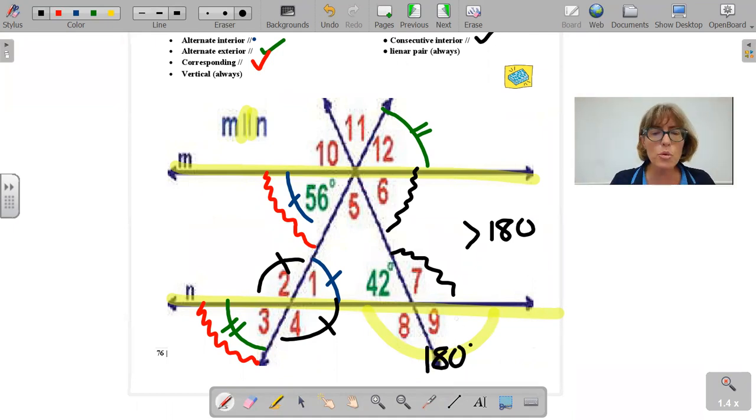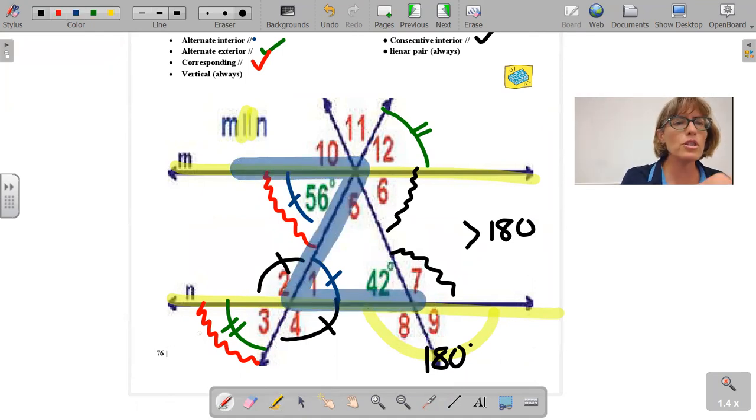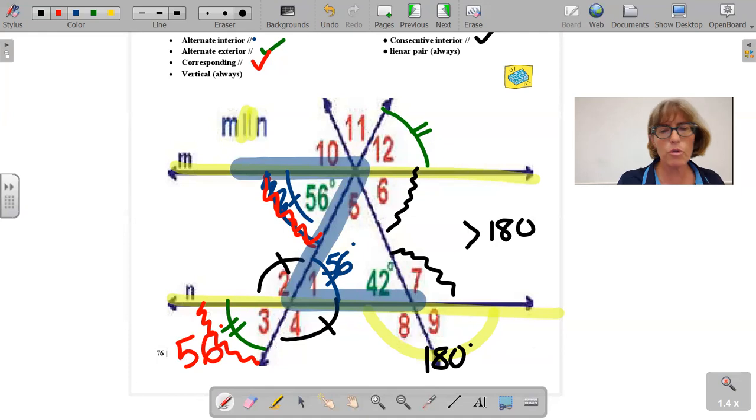Now, having all these relationships, let's find everything possible. Step number 1, most common is going to be right here, armpits of the Z. That's the most common, that's the most important. So if this is 56, angle 1 is also 56 degrees. Corresponding angles, if this is 56, down here, this is also 56, angle 3. Alternate exterior, that 3 is 56, that means 12 is also 56 degrees.